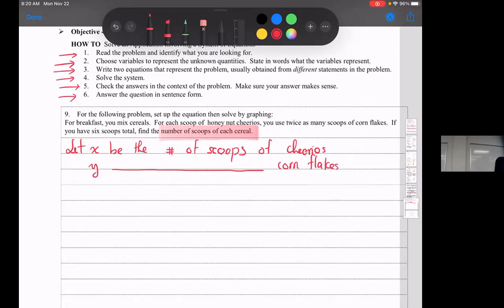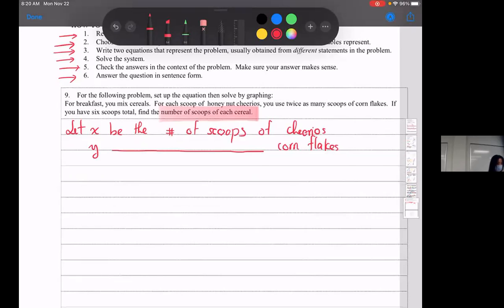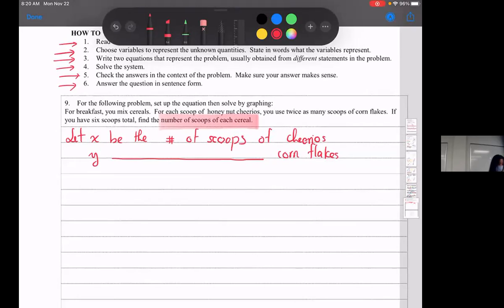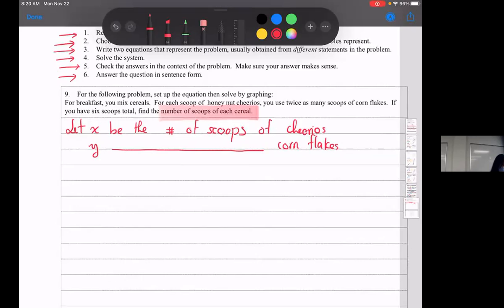Okay, so as long as you define the variable, you don't have to answer the question in sentence form at the end. If you don't, you have to. Okay. All right. So let's set up the equation.